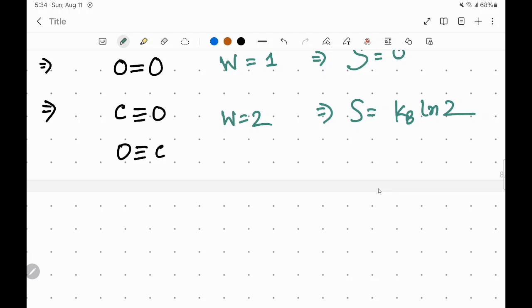So here it will be S equal to k_B ln N2. And this is for only one molecule. For 1 mole of molecule, you have to multiply it with N_A, so it will be R ln N2. This is for 1 mole.